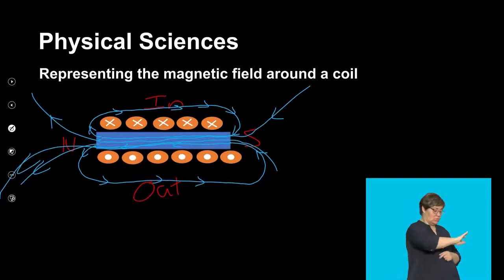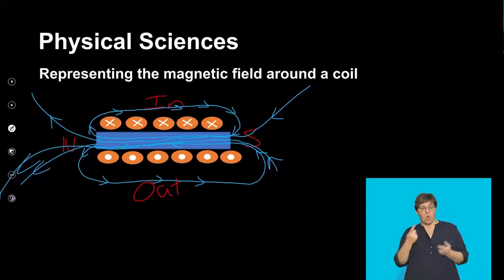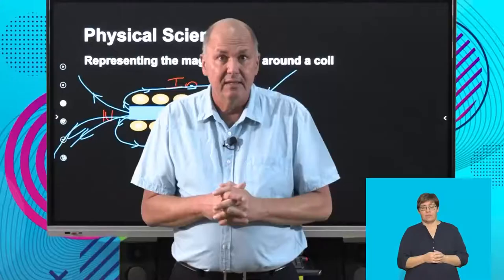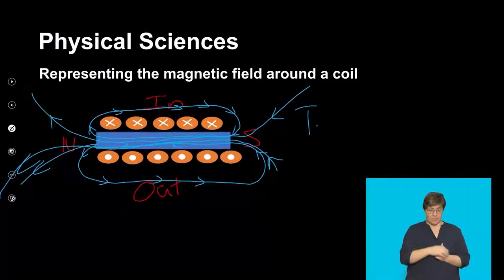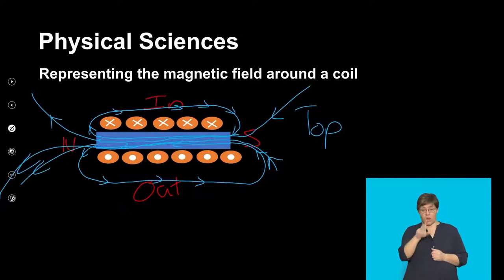So practice drawing your field line patterns, particularly around a coil. Get used to looking at them from a different view. In this case, we're looking at a top view. Now, how else do you think we could look? Is there another orientation to look at a coil?